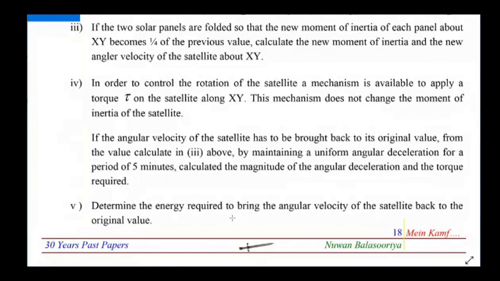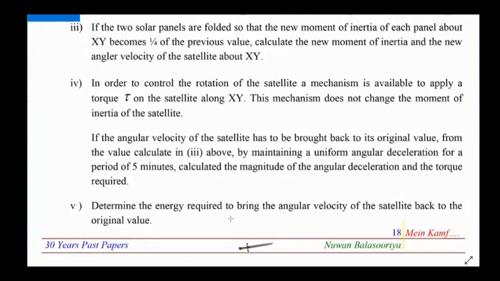What they have asked us to find here: how much energy is required? That's what they have asked. How much energy is required to bring the angular velocity of the satellite back to the original value? Back to the original value means 0.628. They asked us to find the amount of energy needed for this process. Okay, let's give a try.